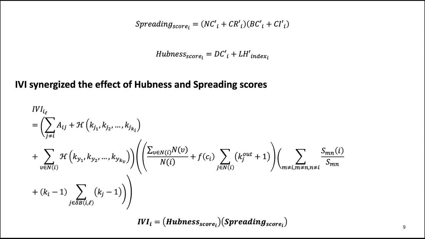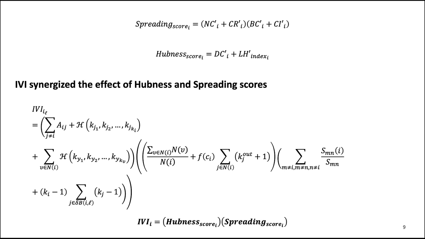Based on these results, the 6 centrality measures were integrated using the addition and multiplication functions. Accordingly, spreading score emerged as the integration of 4 centrality measures. This score is actually an index that measures the potential of each node in spreading the information within a network. Similarly, hub score emerged as the combination of 2 centrality measures. And lastly, IVI, or the integrated value of influence, was produced based on the integration of spreading and hub scores.